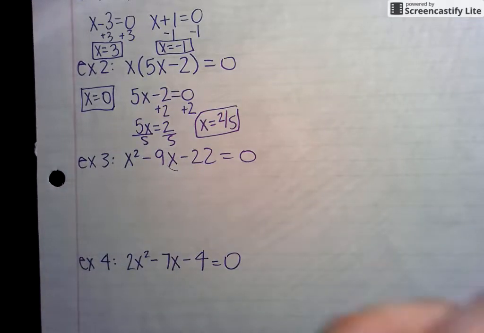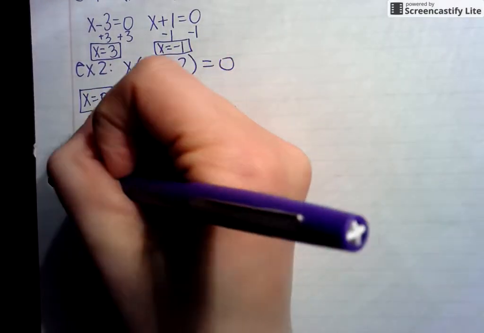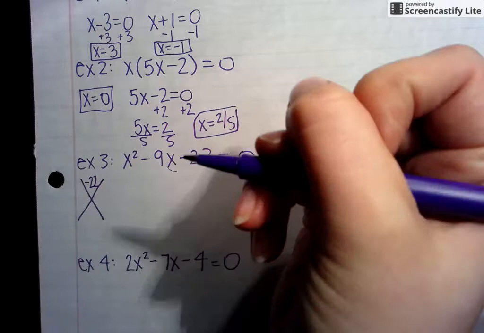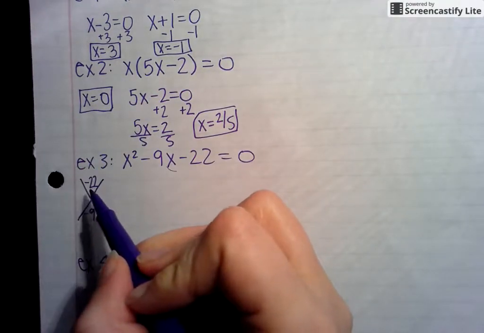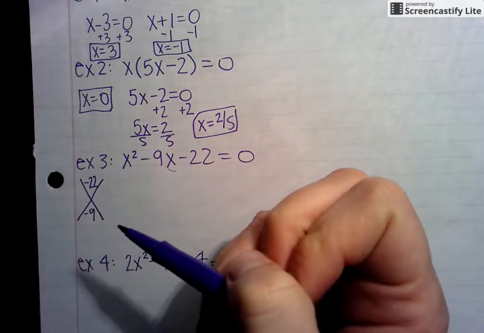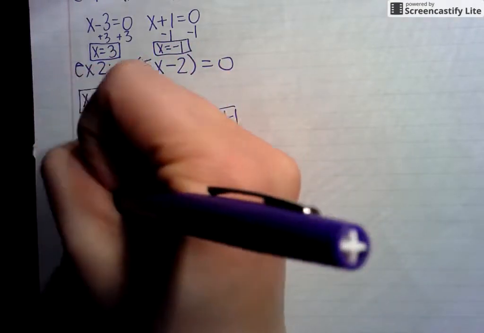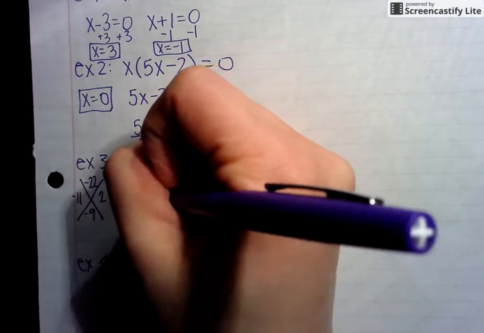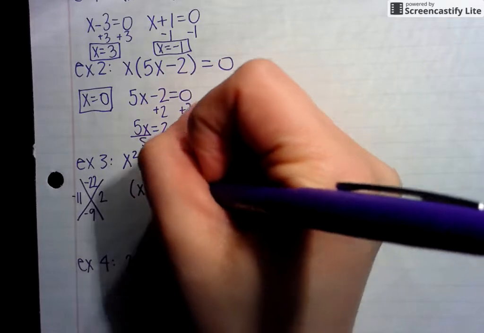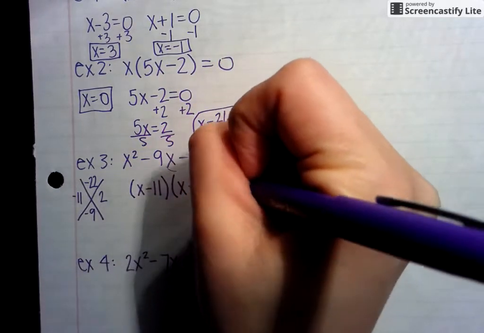A previous method that we have learned has been the X puzzle, where you put your C value on top, so it would be -22 over -9. So you need what two values multiply to get you -22 and add up to -9. In this case, it's going to be -11 and a +2. So I'm going to write my two binomials. So I have x minus 11 and x plus 2.